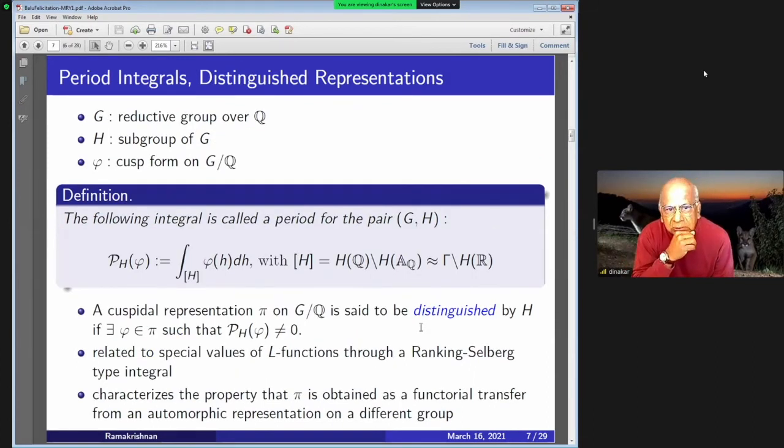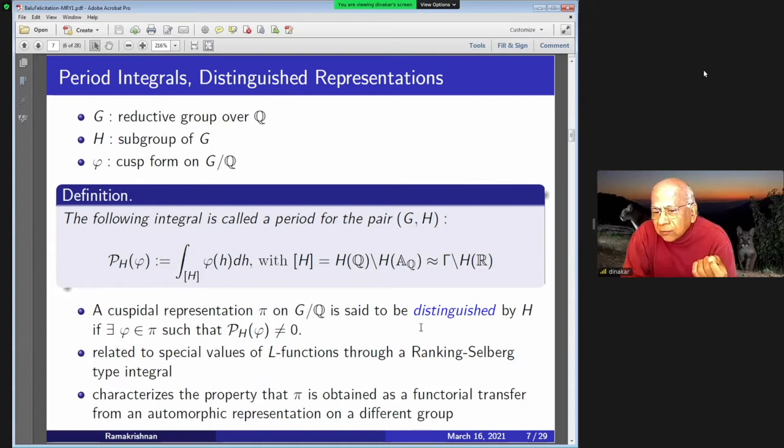Okay, so if you take any reductive group G, you can just think of G as GL_n or the unitary group. And then you take a subgroup and you take a cusp form on G. By a period, what we mean is that you take this form and you integrate over the appropriate quotient of the subgroup. So when I write the bracket H, if you're comfortable with the adeles, it's the adeles modulo H(Q). H(Q) is a discrete subgroup, but it's essentially the same as taking the real Lie group H(R) divided by gamma.